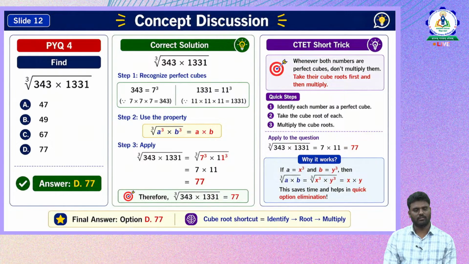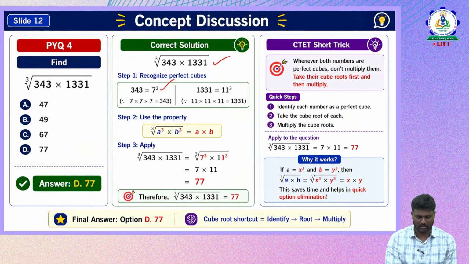For that we need to identify the value. First, recognize the perfect cubes from the given numbers. What are the given numbers here? 343 and 1331. Now what is the cube root of 343? We can write 343 as 7 to the power of 3, or 7 cube. If you do 7 into 7 into 7, it becomes 343. So we can say that 7 cube is the perfect cube of 343.